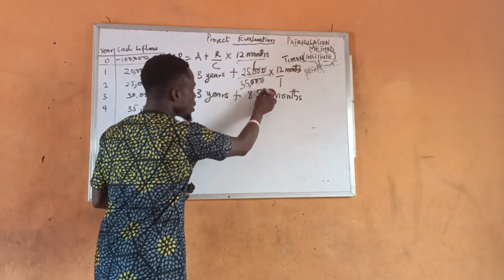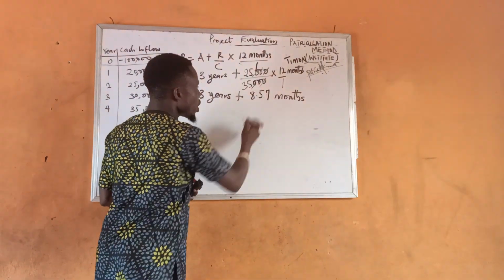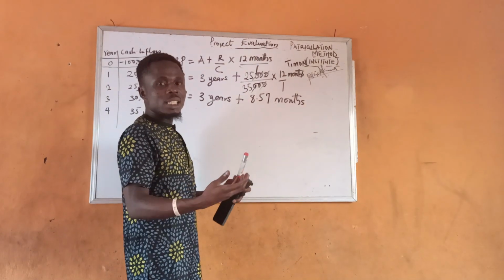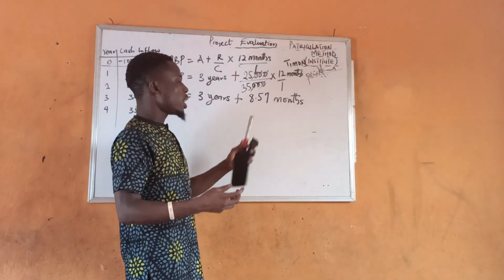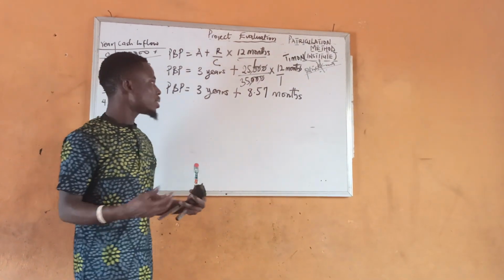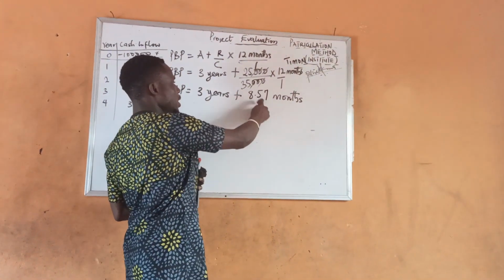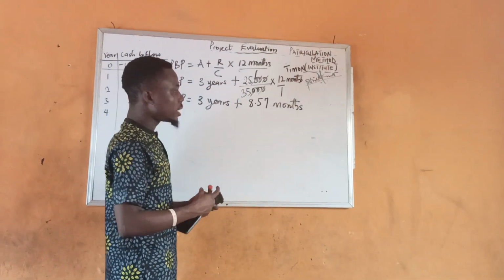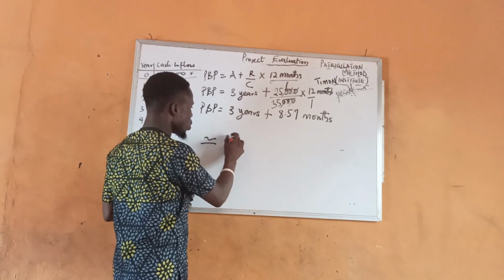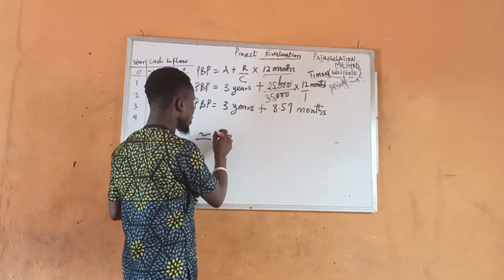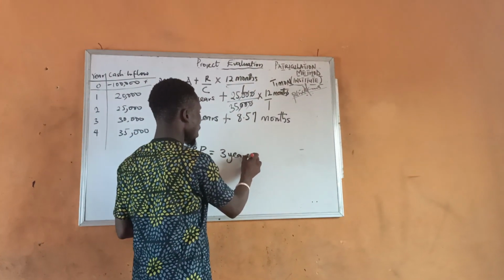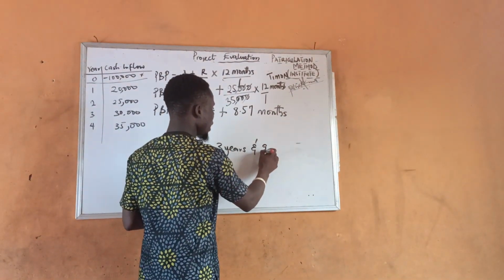Now, because of this, you can still wish to express it in weeks or days, to know the number of days here. And automatically you know that every month is 31, some are 30. Then, if you want to get this, you can actually get it easily. Or you can approximate this to say PBP is therefore 3 years and 9 months.